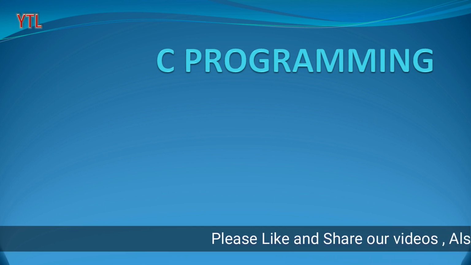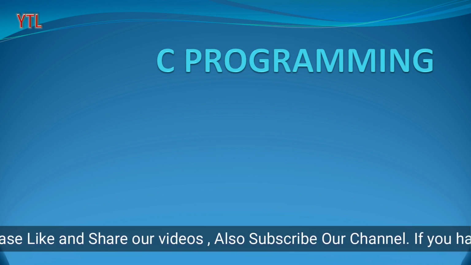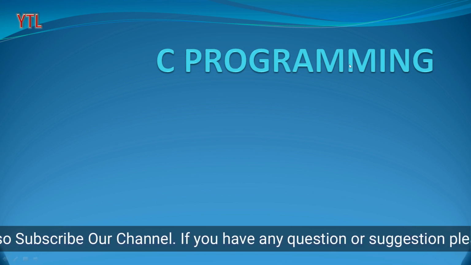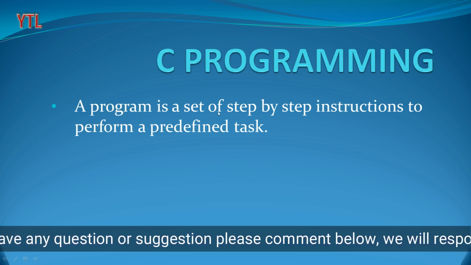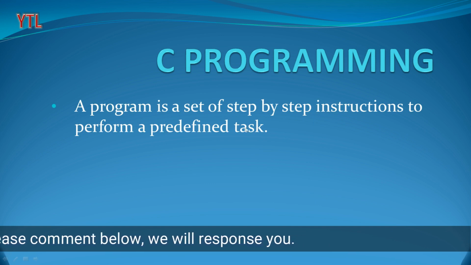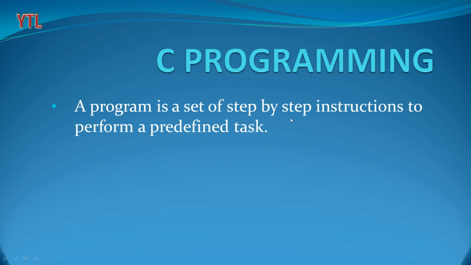First of all, you can see that C programming contains a pair of aspects. One is C, another is programming. So what is a program? A program, by its formal definition, is a set of step-by-step instructions to perform a predefined task. You must have a predefined task which you will solve through a set of step-by-step instructions. Now, these instructions can be given in C language.